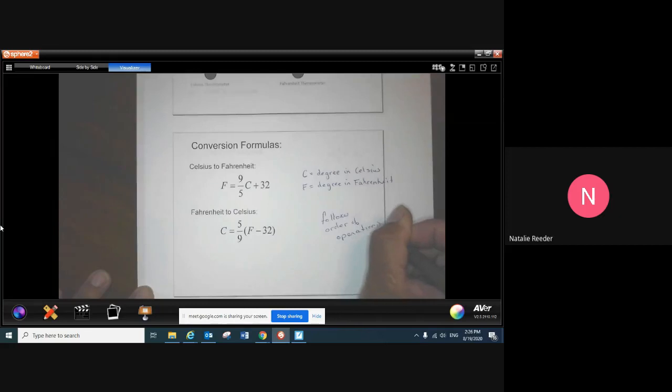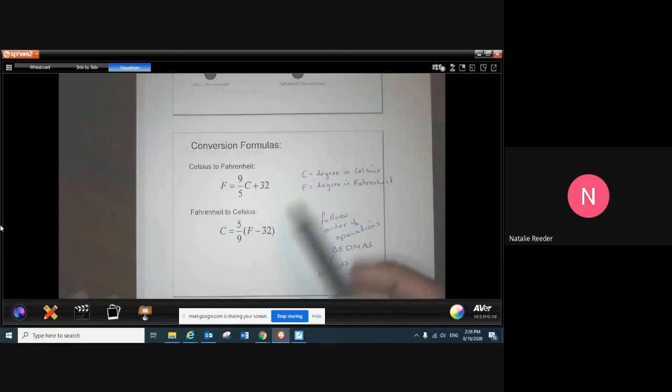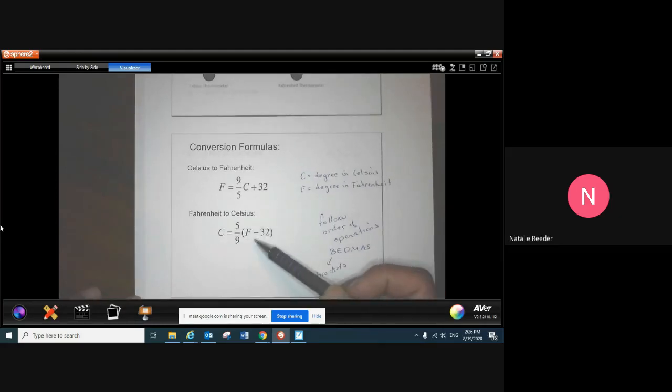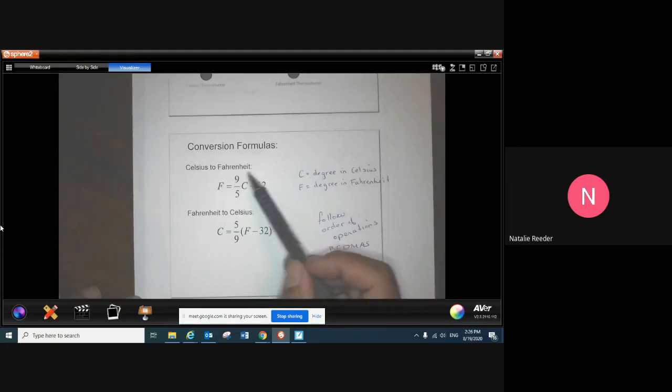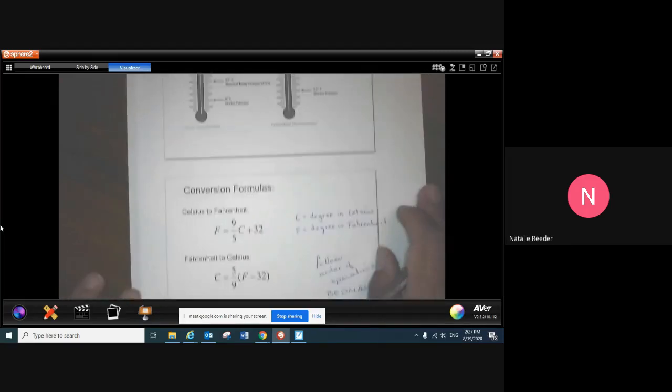So if you guys remember BEDMAS, basically you need to do your brackets first. And then you do your division and multiplication depending on what comes first, and then you add and subtract depending on what comes first. So with this second formula, the first step is to complete what's in the brackets first. Whereas in the first formula, the first step is to multiply first. And I'll go through the steps while we're doing an example together.